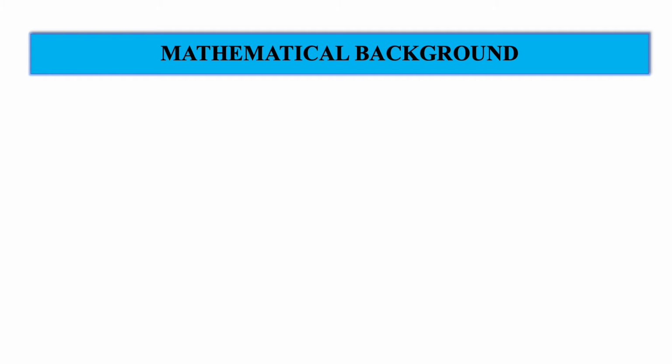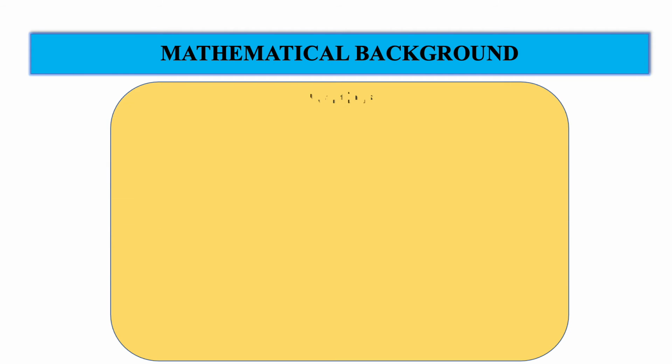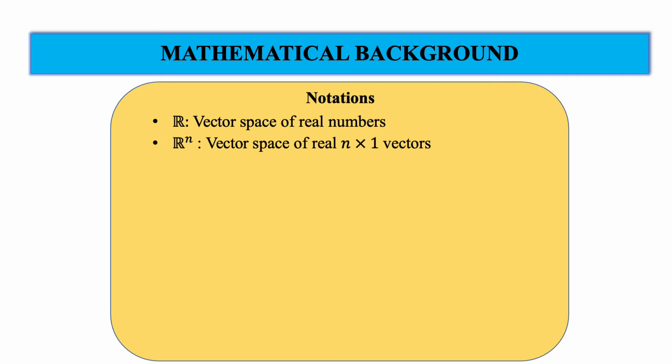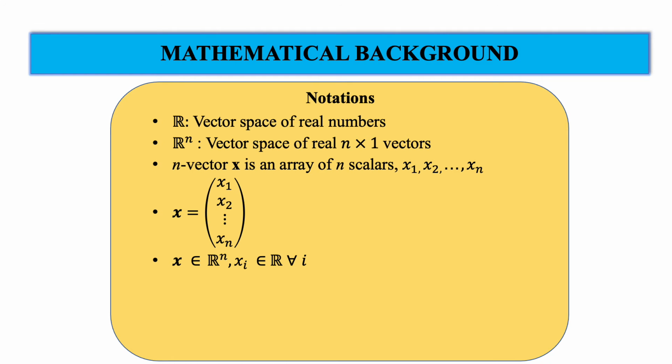Now here is some notation that we will use in this course. Of course, some of it I have already used, but let me specify it in detail. So R denotes the vector space of real numbers. Rn is the vector space of real n-dimensional vectors. So an n-dimensional vector x can be written as a column vector consisting of n elements. Each of these elements is a real number. That's why x belongs to Rn, which means xi belongs to the real numbers, and there are n such xi's where i goes from 1 to n.